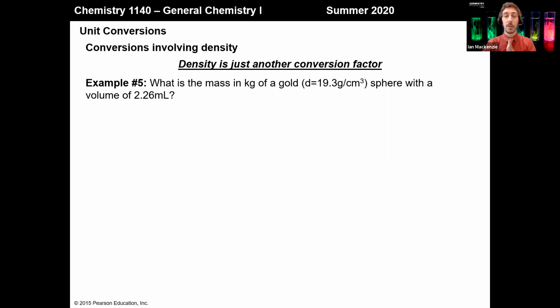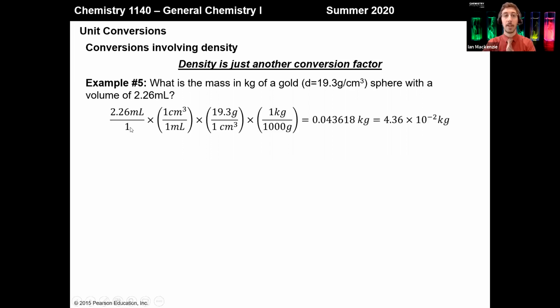So I can start with my volume, put it here in the top left, and then convert from milliliters to centimeters cubed. This now gets me to a unit that is related to the density. And so I can use this. I'll set it just as it is, 19.3 grams on top over 1 centimeter cubed on the bottom. That cancels my centimeters cubed.